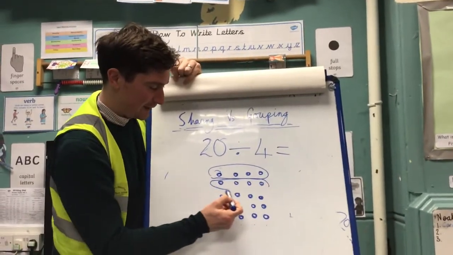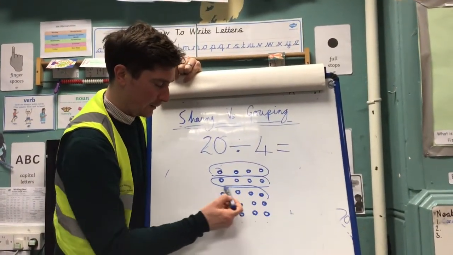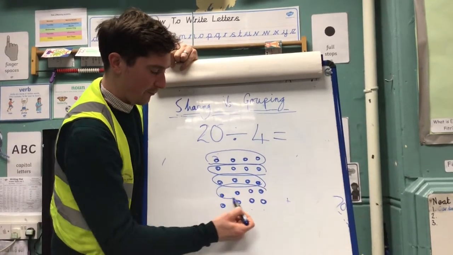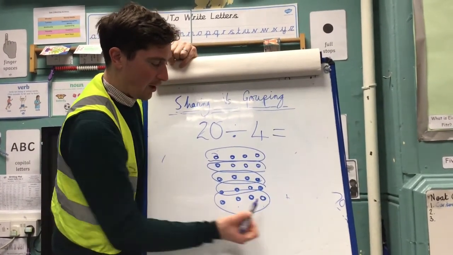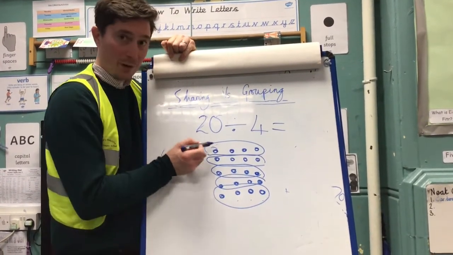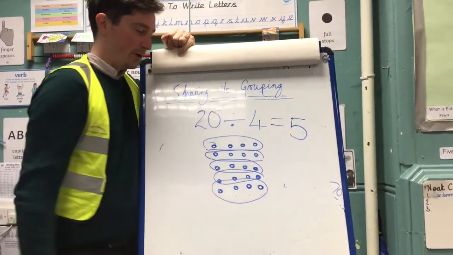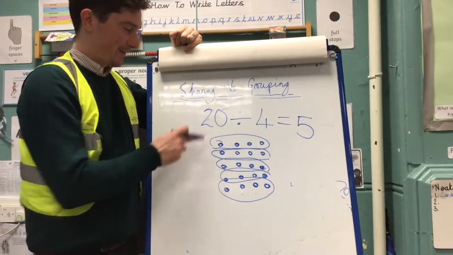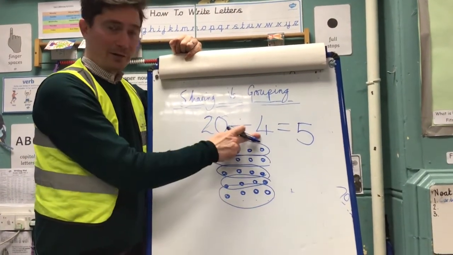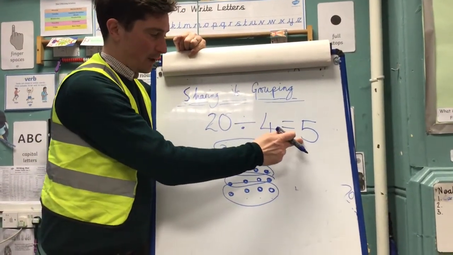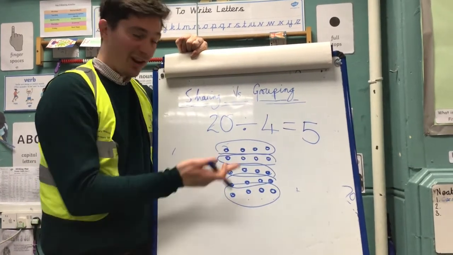That's how many I need in the group. So I've got 1, 2, 3, 4, 5. I've got 5 groups with 4 in. Okay, so my answer is 5. How many groups did I make? 5. So I started with 20, I put them into groups of 4, and then I could work out that I had 5 different groups. So the answer is the same.